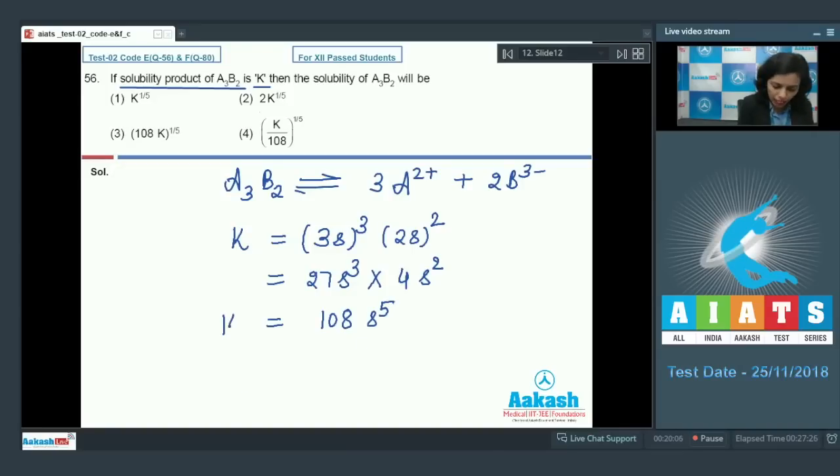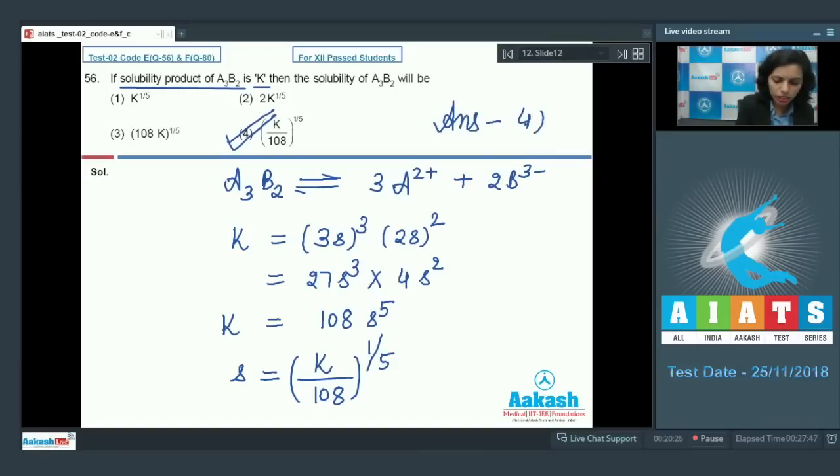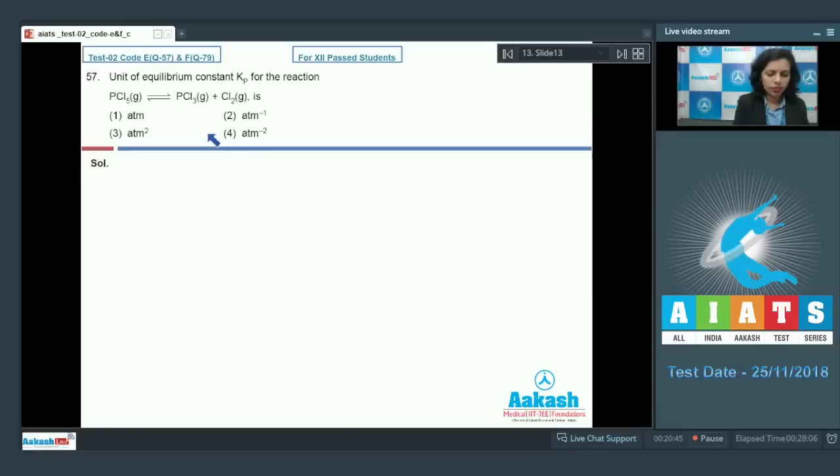And what would be the value of S here? This would be K upon 108 raised to the power 1 by 5. And you have the value here for the solubility. You can easily choose the correct answer. That is option 4. Now, the answer for this question is option 4. And yes, it's a turn for question number 57.